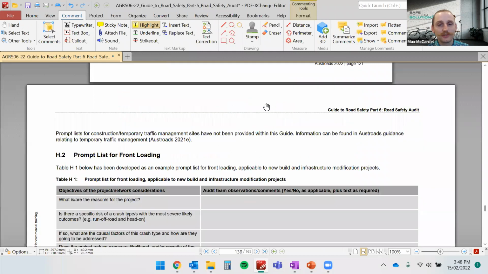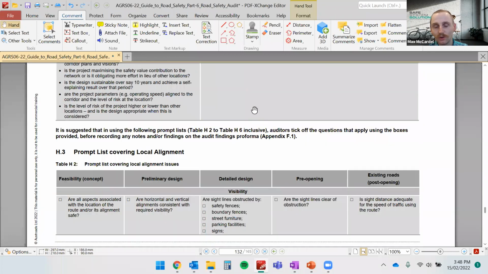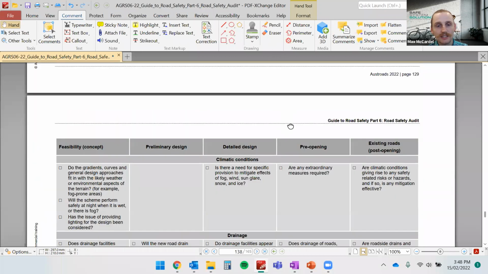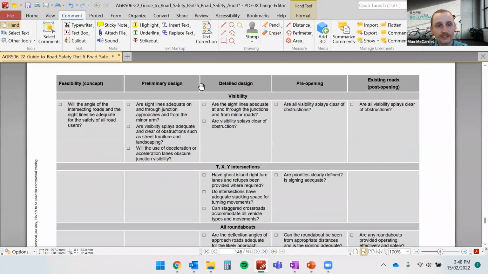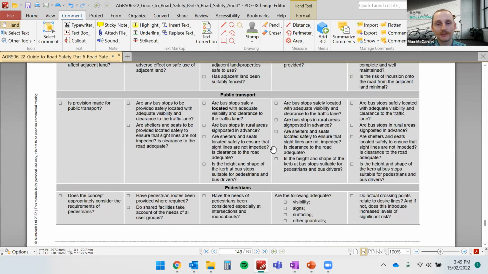If we just flick through, those were the front loading ones that we provided before, and then plenty of different questions for all those different themes. I might hop into the pedestrian and cyclist ones just because those are particularly interesting. Okay, so for the prompt list covering walking and cycling, just a detailed design. If you're considering the adjacent land, accesses to and from adjacent land, are properties safe to use, has adjacent land been suitably fenced? That's something you can take away prior to doing the site inspection and use as information to work with the site inspection.